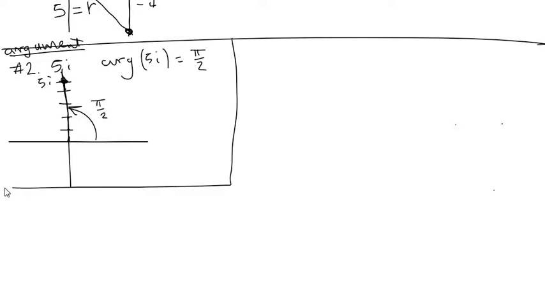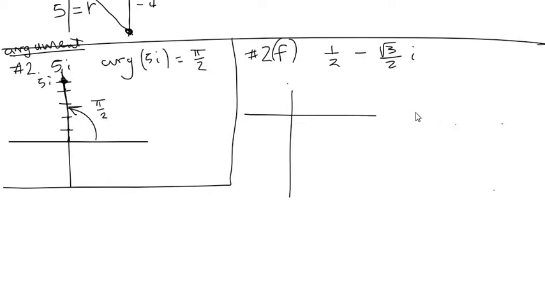Okay. Let's look at one that is not on an axis. How about number 2F, the number 1/2 minus root 3 over 2 i. Right, so let's plot that one. Let's see, we're going to go 1/2 to the right and root 3 over 2 down. So that number lies right there. And we get this triangle.